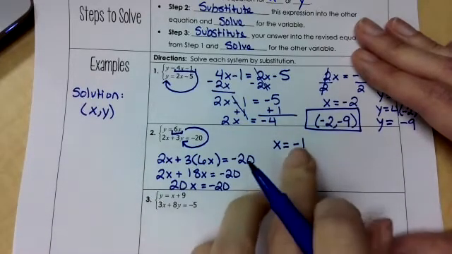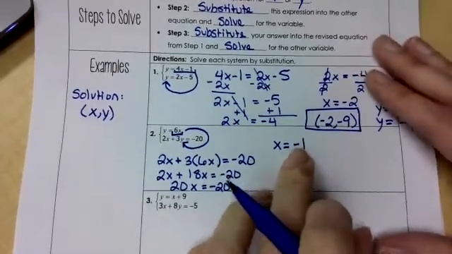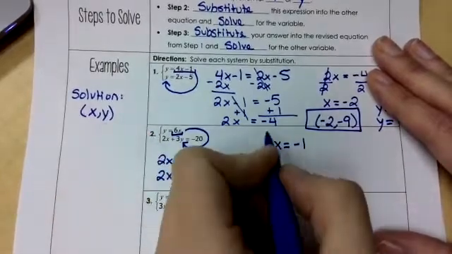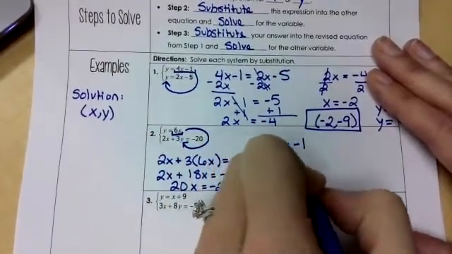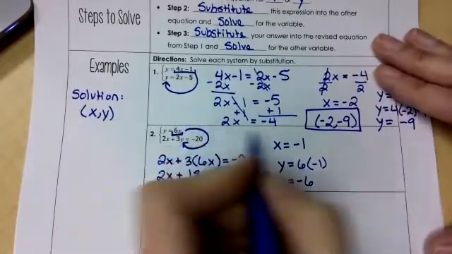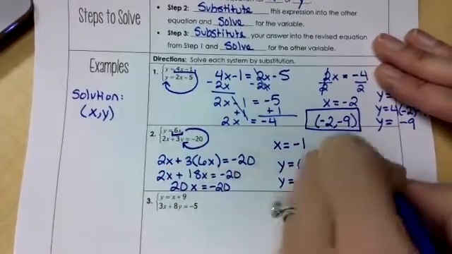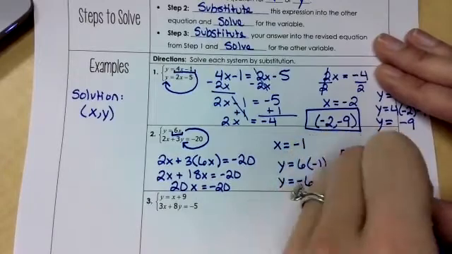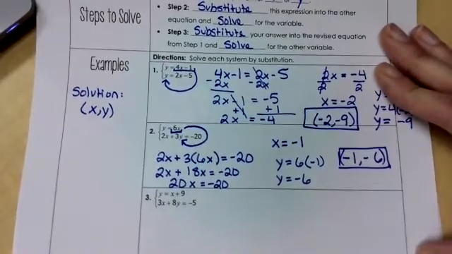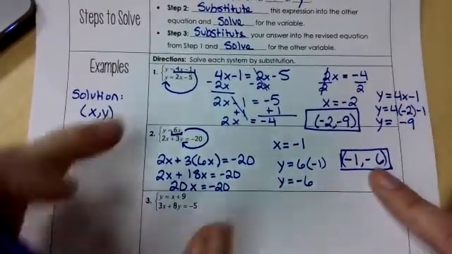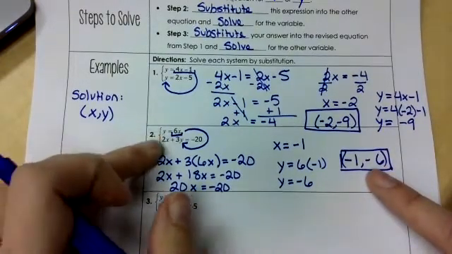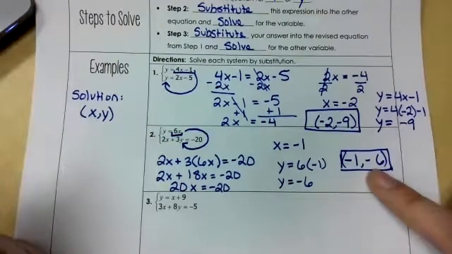So now what I can do is plug -1 in for x, in whatever equation is easier to work with. This first one's easier to work with. So y equals 6 times -1. Y equals -6. So I'm going to put it together in a coordinate form for my answer. So -1, -6 is my solution. If I were to graph these two equations, essentially this point right here is where these two equations would intersect. They would cross each other.